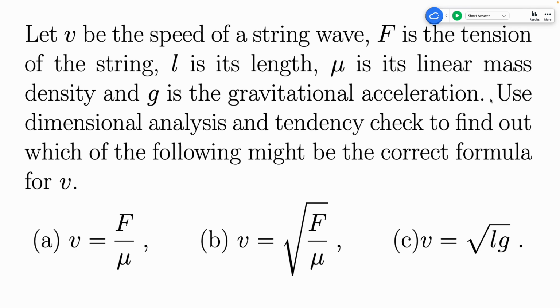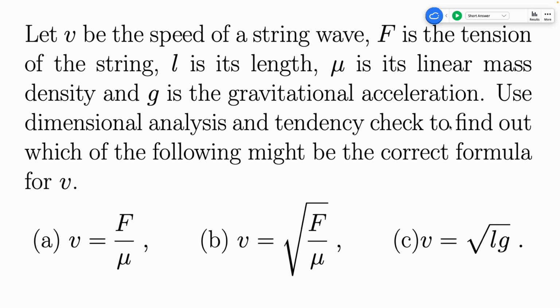You don't need to do any calculation, but if someone gives you a formula sheet telling you the speed of the string wave is extension divided by mu, you should think twice before you actually use this formula. One is that the dimension should match, and two is that the tendency should match. So what exactly does that mean?